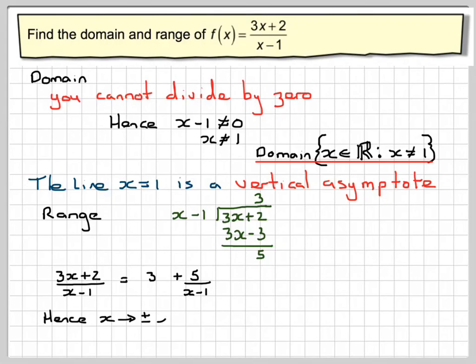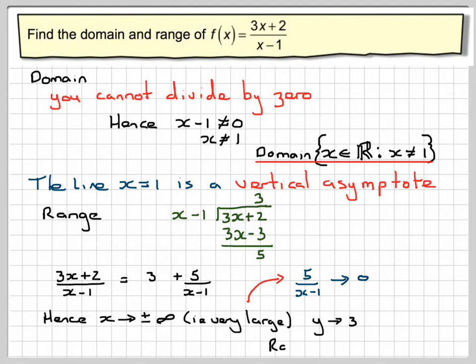So when x goes very, very large, then 5 divided by x minus 1 will go very, very small. You think about it, 5 divided by a very large number is very, very close to 0. Try on your calculator, for example, 5 divided by 1 million. It's very, very close to 0. Therefore, this bit becomes negligible, and therefore y will go towards 3, but never will be equal to 3. And therefore the range will be all the real numbers except y not equal to 3.